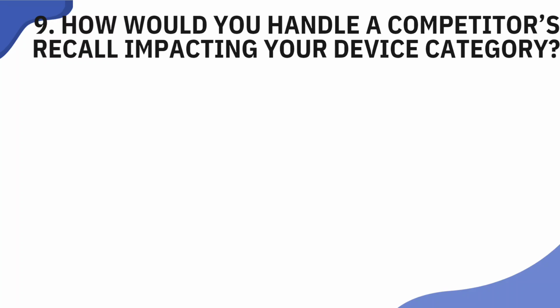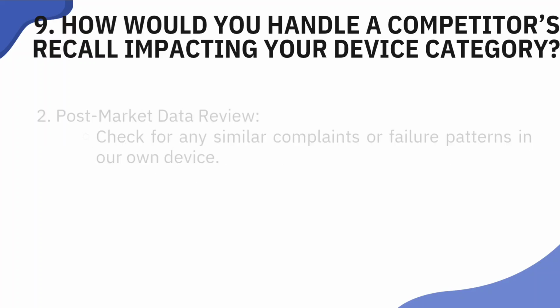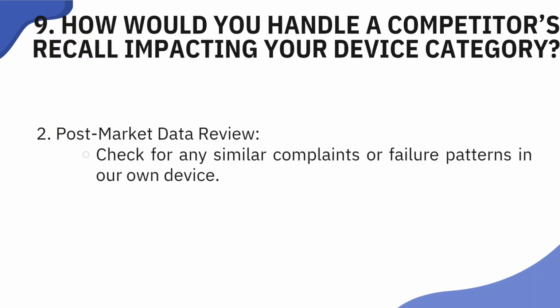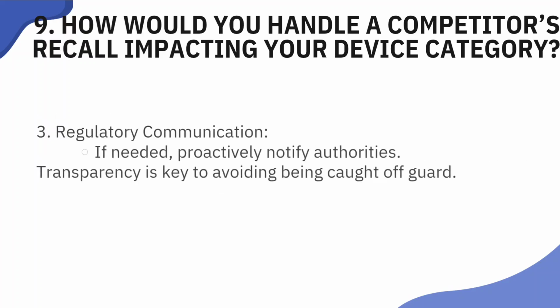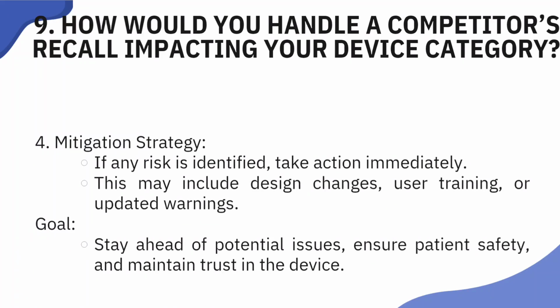Great question. A competitor's recall isn't just their problem. It can signal a broader issue in the industry. So here's what I do. 1. Immediate internal risk assessment. Does our device share the same design flaw? 2. Post-market data review. Have we seen similar complaints or failure patterns? 3. Regulatory communication. If needed, we notify authorities proactively. It's better to be transparent than caught off guard. 4. Mitigation strategy. If any risk is identified, we act fast. Design changes, user training, and updated warnings. The goal? Stay ahead, ensure patient safety, and maintain trust in our device.